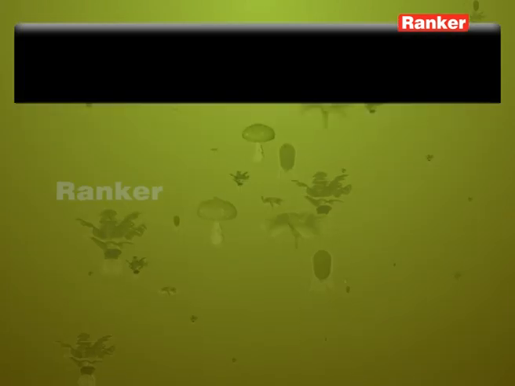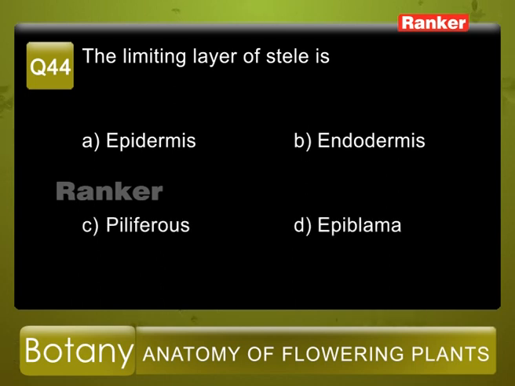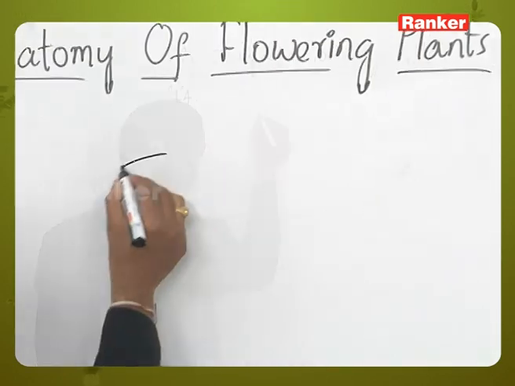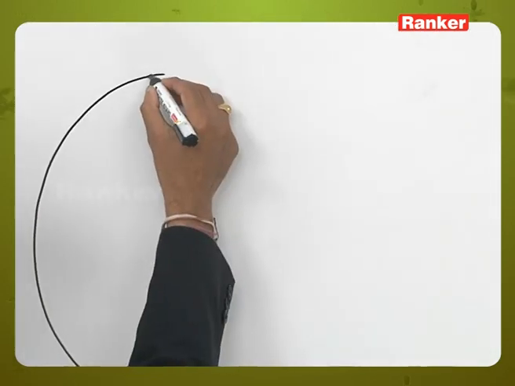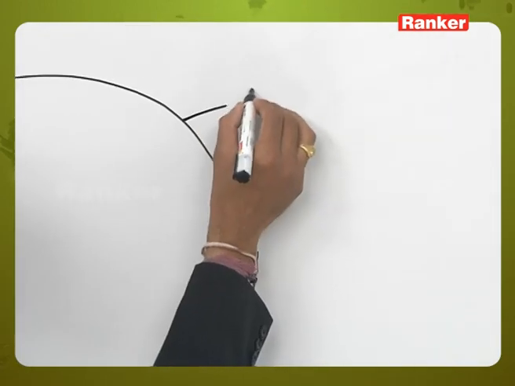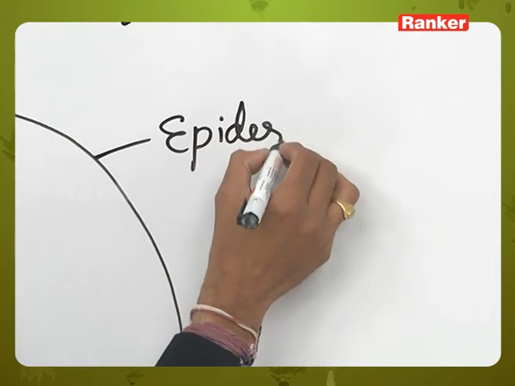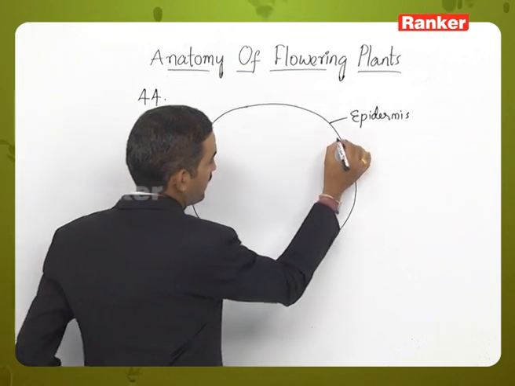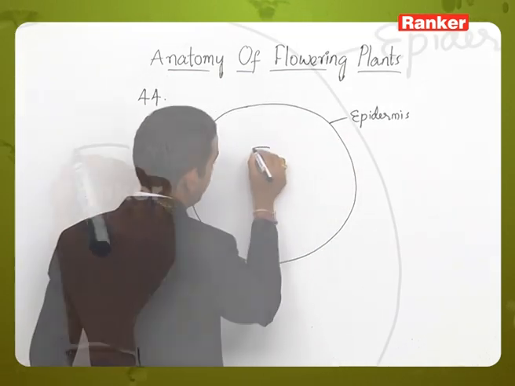Question number 44. The limiting layer of stele is. The given options are A. Epidermis, B. Endodermis, C. Piliferous and D. Epiblema. So, if you observe the internal structure of any part, either the stem or the root, the outermost limiting layer is called the epidermis, the outermost limiting layer of the plant part, and below this one we can see the presence of a cortex.